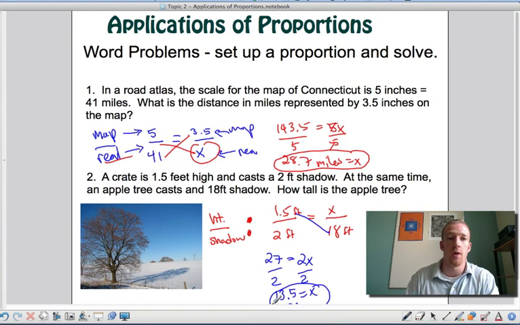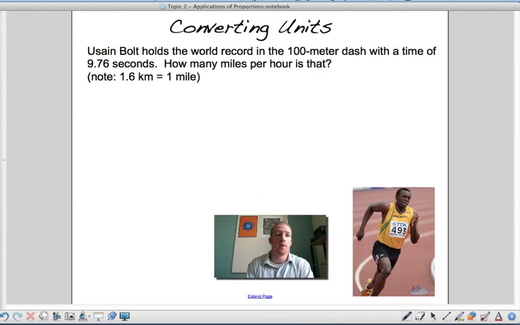Okay, so now unit conversion is one other way we apply proportions. So we've got Usain Bolt runs a world record on the 100-meter dash with a time of 9.76. That's really, really fast. How many miles per hour is that? Okay, so miles per hour is going to be a distance per unit time. Now they give us 100 meters.